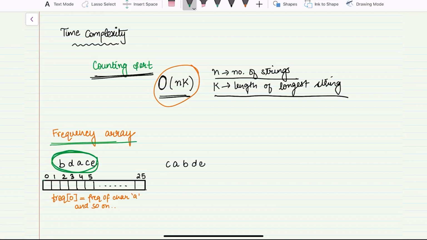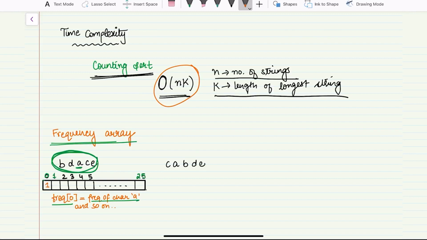Now basically we will be mapping small a to index 0, then small b to index 1, and so on, and we will be representing small z by index 25. So basically here we will be storing the frequency of all the characters. So frequency at index 0 denotes the frequency of character a, and so on. Here the frequency of a is nothing but 1. So we will put 1 over here.